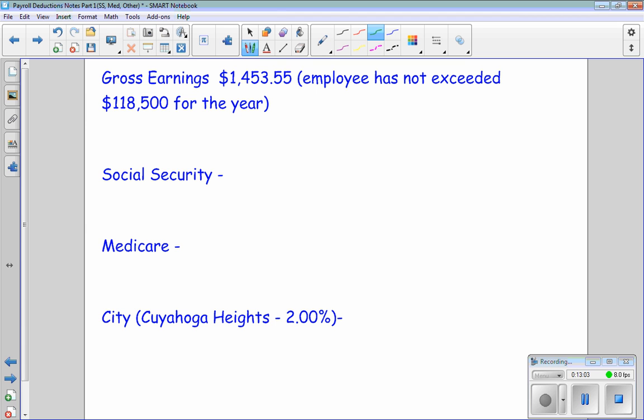Social Security. I'm going to take my gross earnings, $1,453.55, and we already talked about how much comes out: 6.2% of gross earnings. So I take my $1,453.55 and multiply it by 6.2%.